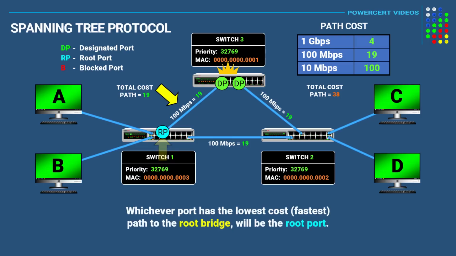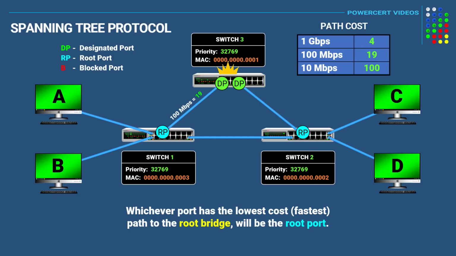Because as I stated before, whichever port has the lowest cost path to the root bridge will be the root port. And the same thing goes with switch 2. This path has a cost of 19, and this other path has a cost of 38. So this path is lower, so this port will be the root port.